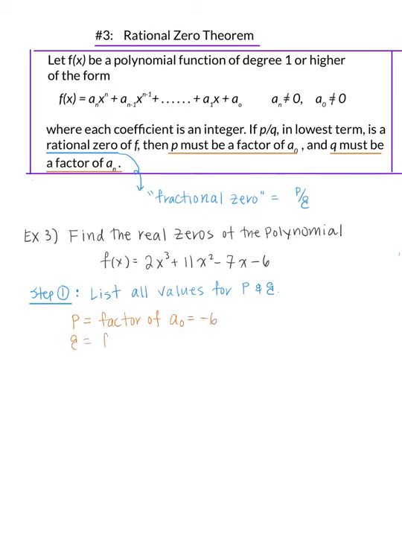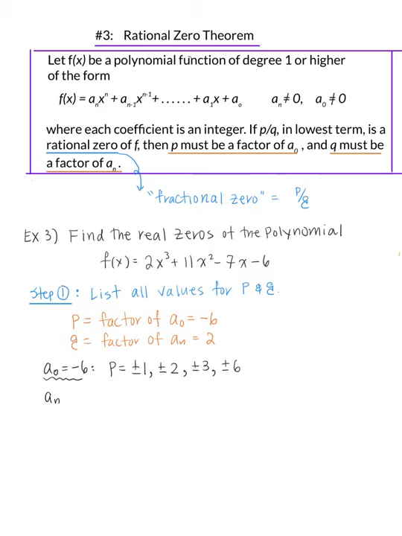And then Q must be a factor of our leading coefficient. So our leading coefficient is 2. Let's start out with all the possible values for P. P must divide negative 6 nicely. So I can think of plus or minus 1 will go in there nicely. And then what about plus or minus 2? And then plus or minus 3, and then plus or minus 6.